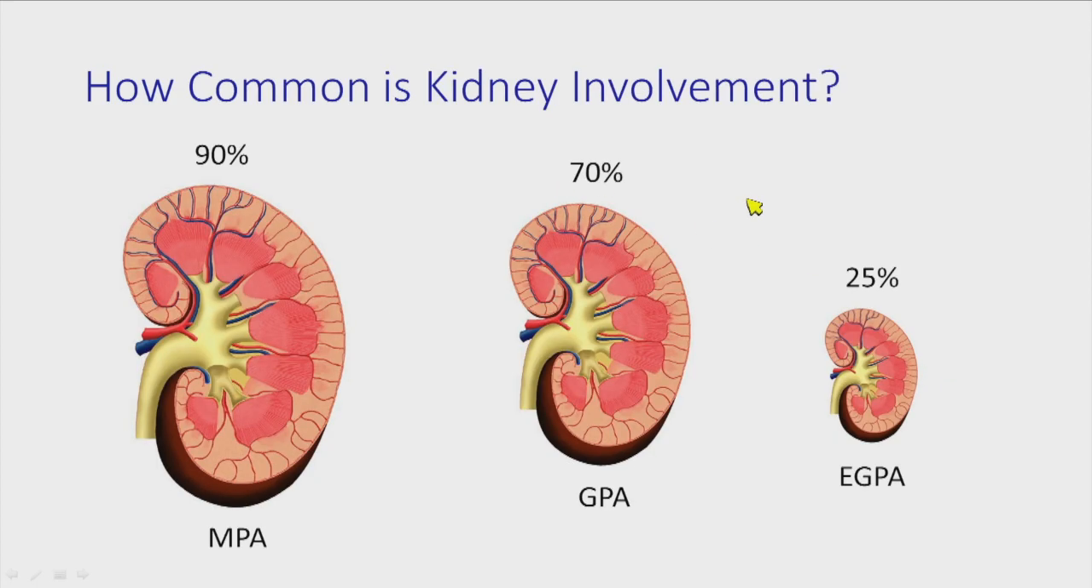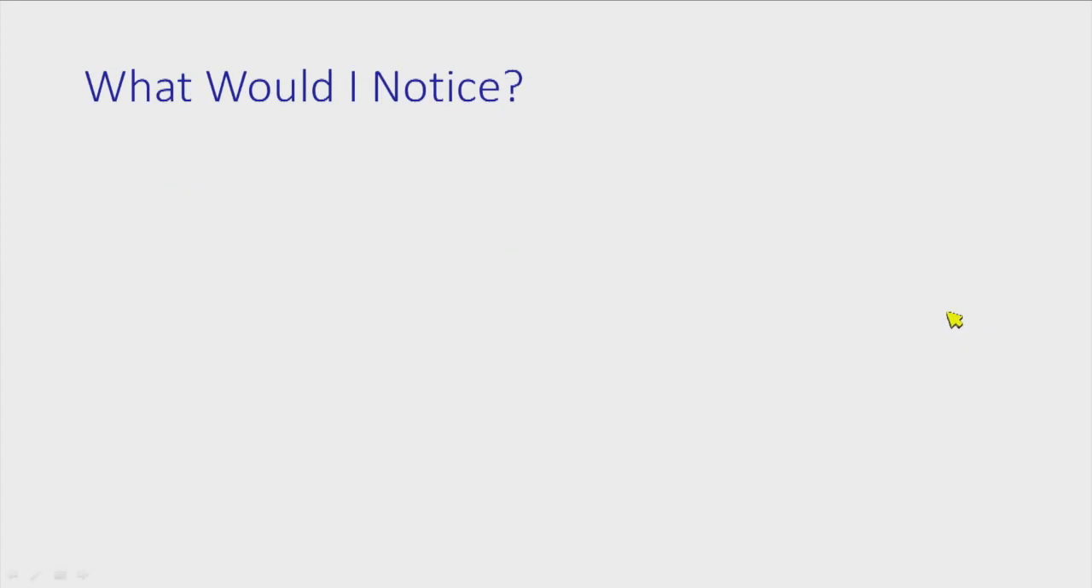Regarding the frequency of kidney involvement in ANCA vasculitis, it is estimated that 90% of patients with MPA can have some degree of kidney involvement. At least 70% of GPA patients may have kidney involvement along the course of the disease, and it's less frequent in EGPA. Only 25% of patients seem to have kidney involvement in cases of EGPA.